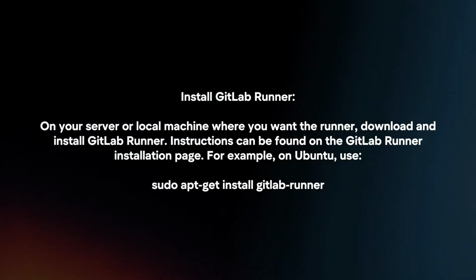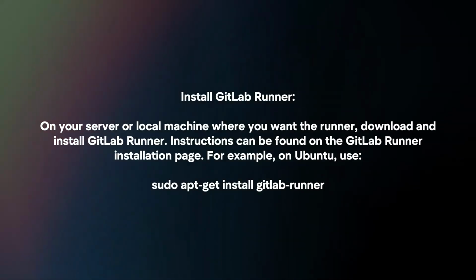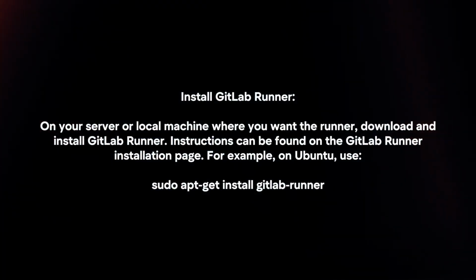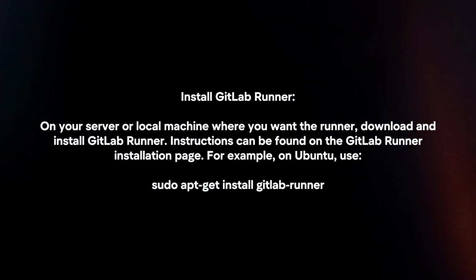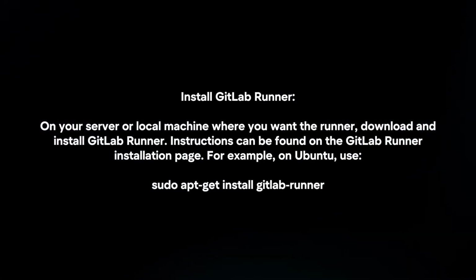Install GitLab runner. On your server or local machine where you want the runner, download and install GitLab runner. Instructions can be found on the GitLab runner installation page. For example, on Ubuntu, use the following.